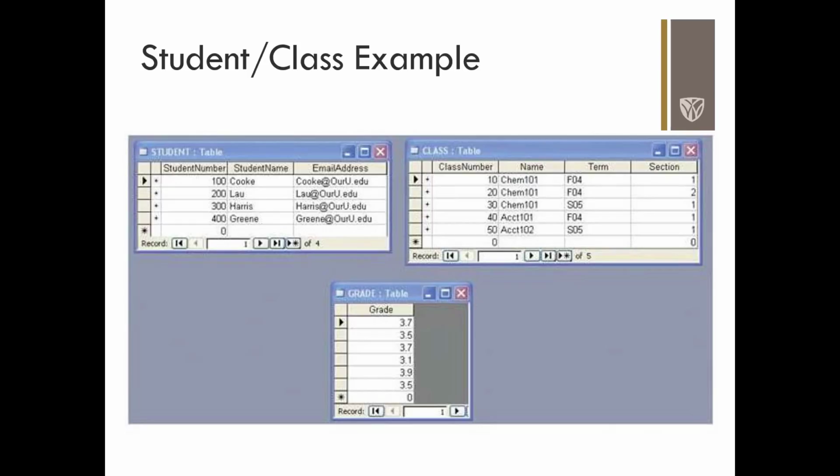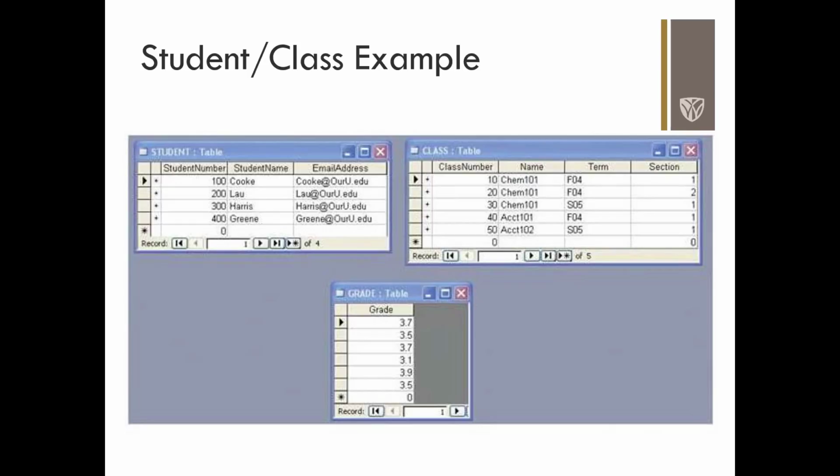Let's take another example, only this time we've got multiple tables. We've got a student table, a class table, and a grade table. Each row or record in the student table represents a single instance of a student. So we've got student number 100, student name is Cook, with the email address. Each record or row in the class table also represents a specific instance of a class.